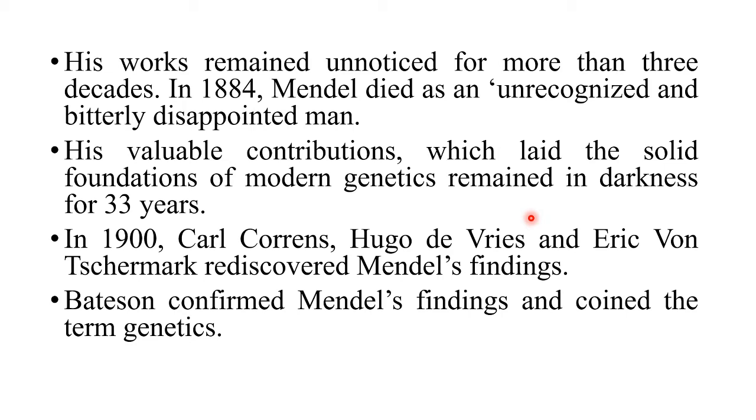In 1900, Karl Correns, a botanist from Germany, Hugo de Vries, a geneticist and botanist from Holland, and Erich von Tschermak, an Austrian botanist, repeated Mendel's observations, and thus they independently rediscovered Mendelian findings. Later, Bateson confirmed Mendel's findings through repeated hybridization experiments, and he coined the term genetics.